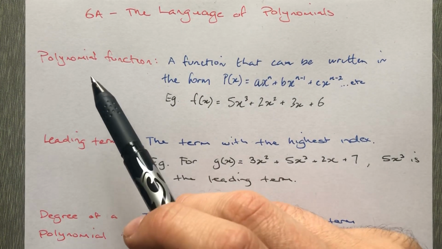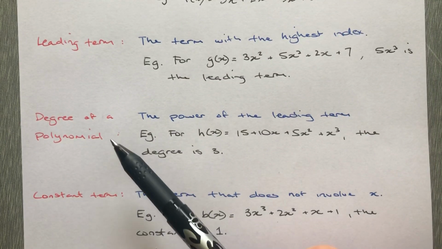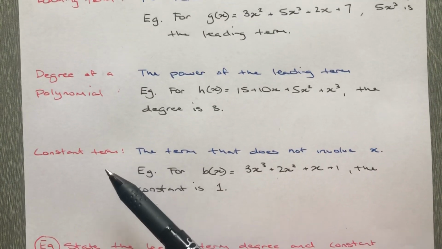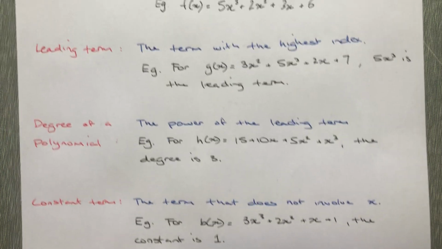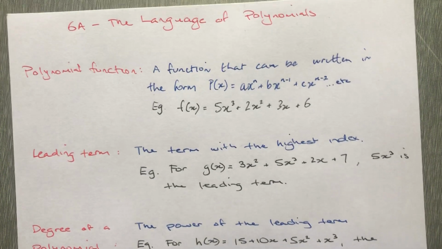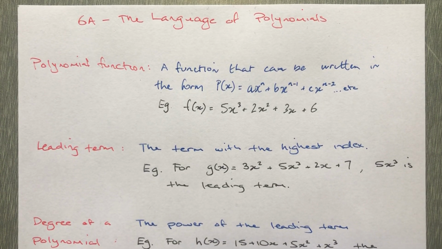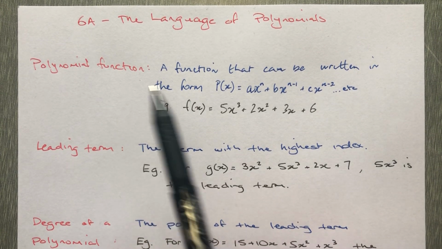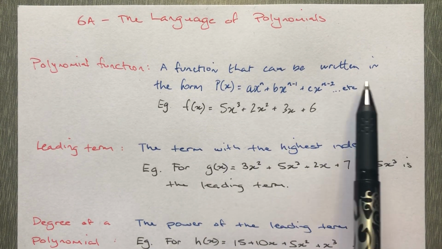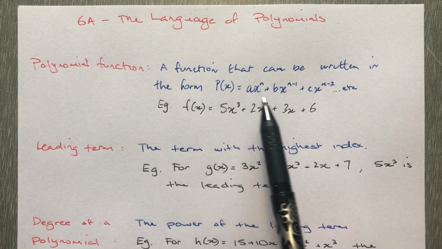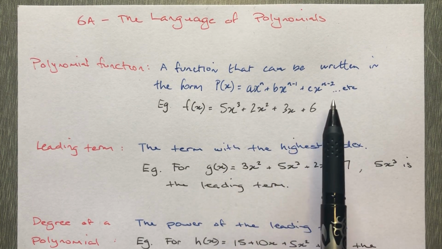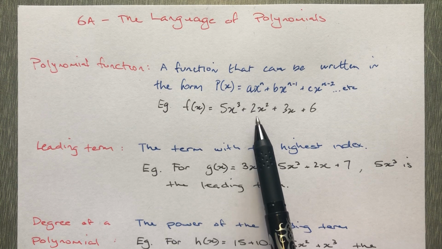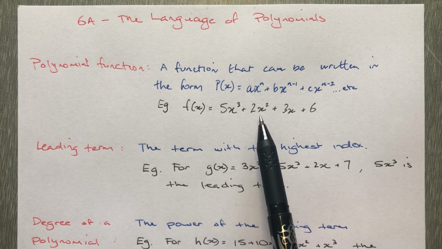So polynomial function's one of them, then leading term, then the degree of a polynomial, and then a constant as well. So some of you guys might already know what some of these words or terms mean, but we'll go over them now anyway. So a polynomial function, as I've got written down here, it's a function that's written in this form. Now this form here, it might look a little bit confusing, but the example should make it a little bit easier for us to understand what it is.